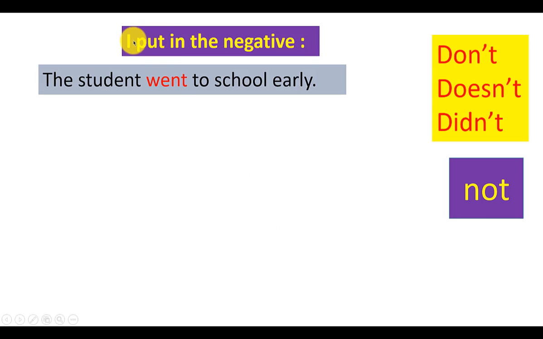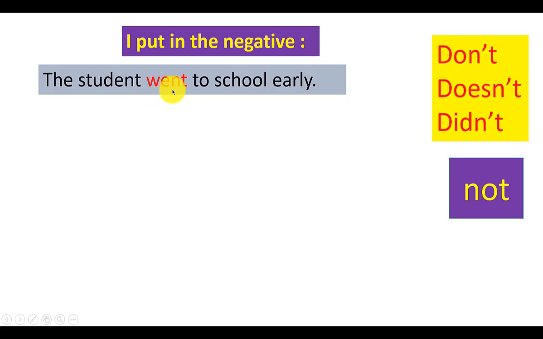It's the same instruction, I put it in the negative. We read here, the student went to school early. The student went to school early. When we say negative, we have to put don't, or doesn't, or didn't, or not in the sentence. Do you remember when I told you when the verb is formed of two parts we use not? So we find the verb in this sentence. Where is it? Yes, the student went to school early.